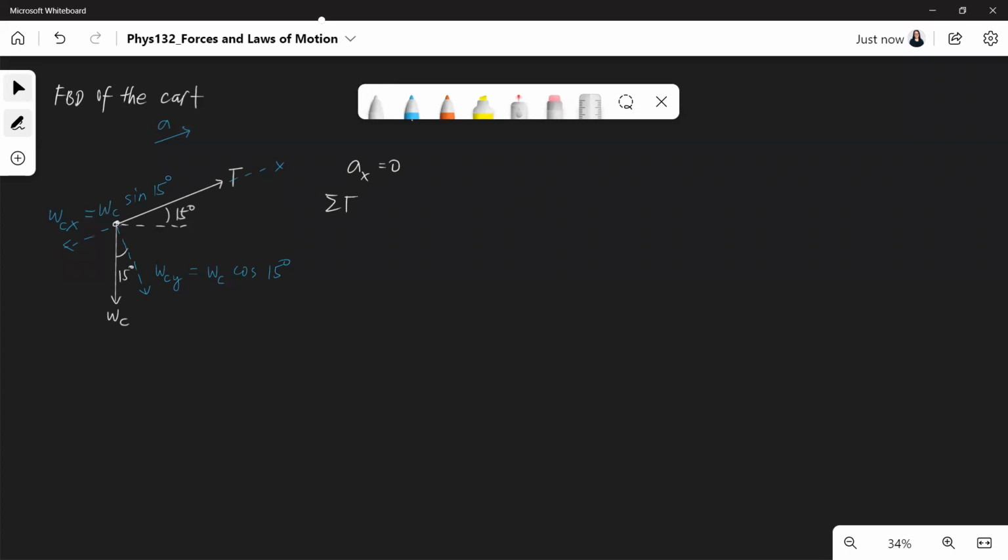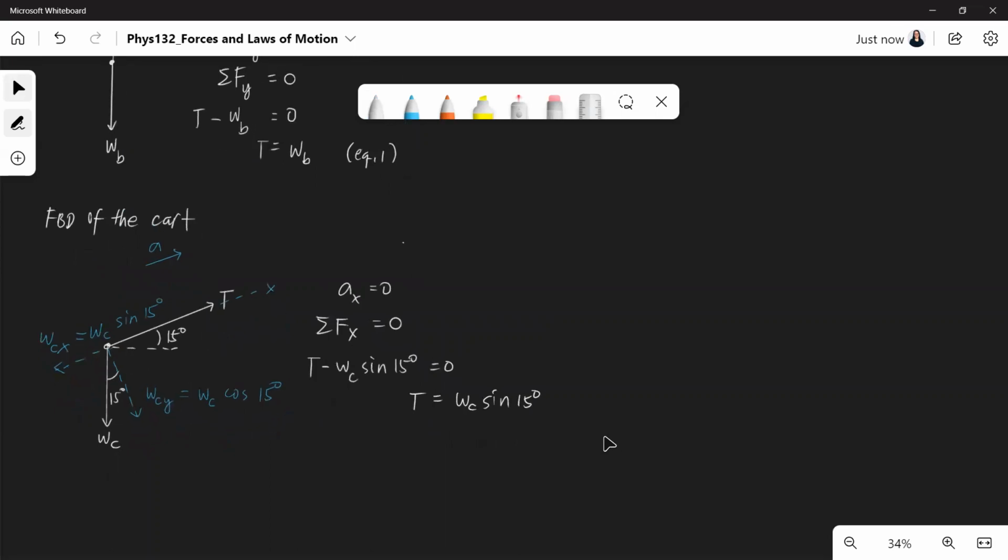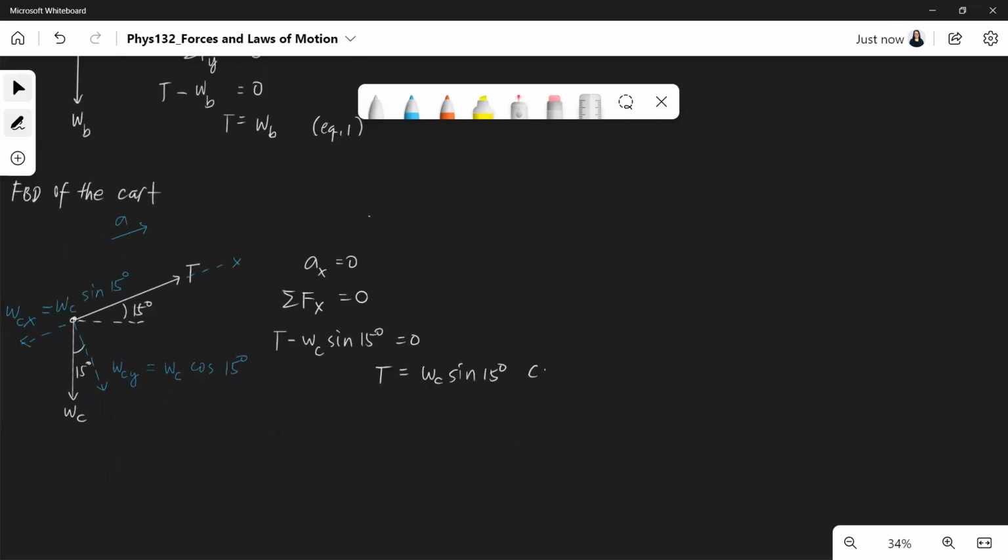So following the second law of motion, net force is zero. So we have tension minus the x component of the weight of the cart. You can write it directly as W sub C times sine of 15 degrees equals zero. So the tension is equal to this value. This is the same tension as the tension in equation 1. So we can label this as equation 2.